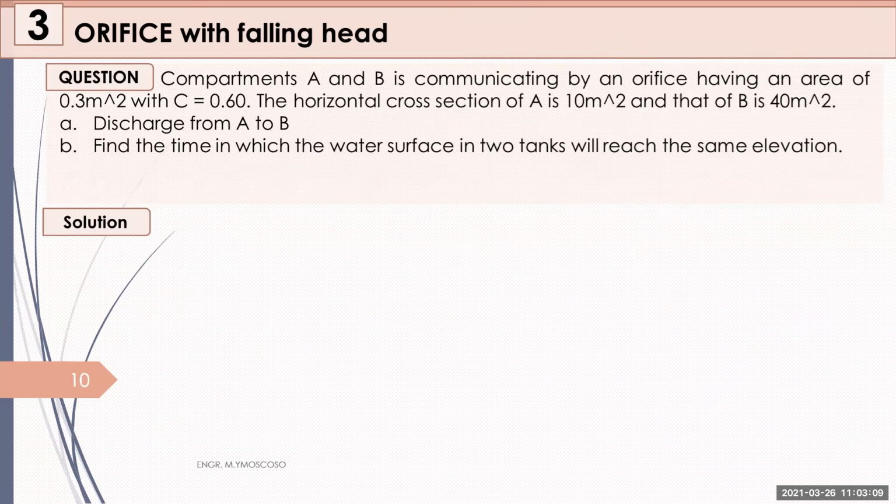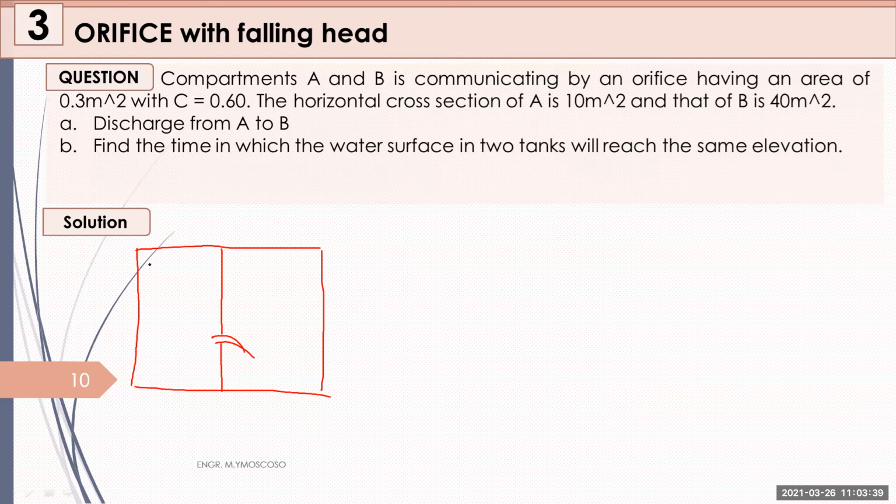Okay, so you have here another example. So sabi dito, you have compartments A and B communicating by an orifice having an area of 0.3 meter squared. So C is equals to 0.60. Meron tayong area for A, meron tayong area for B. So hanapin natin yung discharge from A to B. So sabi dito, you have a compartment daw. You have two tanks that is being attached to each other.